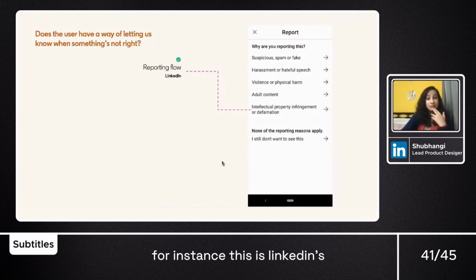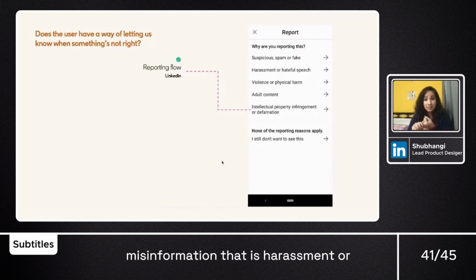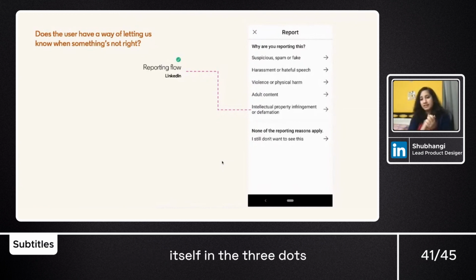For instance, this is LinkedIn's reporting flow. If you see any content that is not appropriate on LinkedIn, that is misinformation, that is harassment, or anything along those lines, you can go and report it right on the content itself in the three dots.